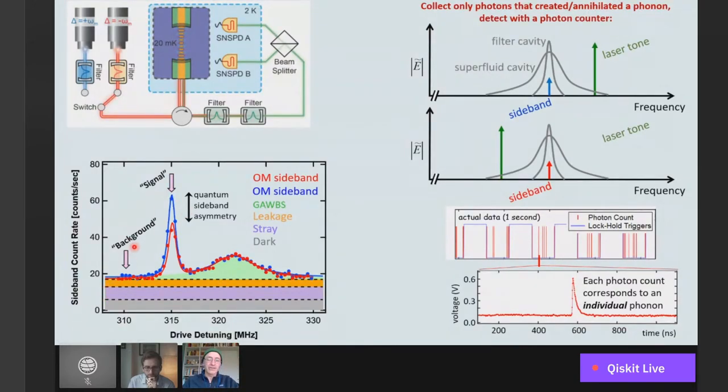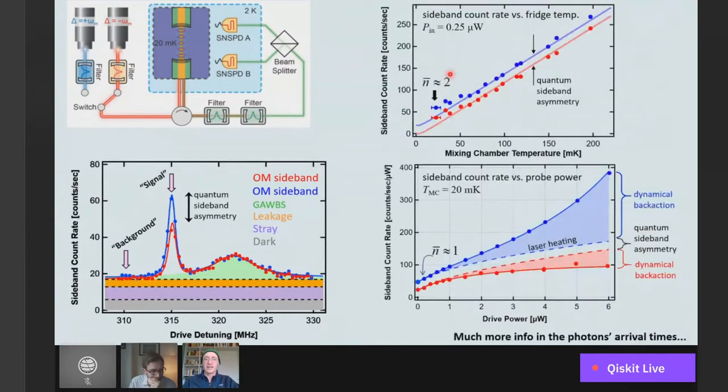So what I'm now going to show you is a much larger body of data where what I'm plotting for both the red drive and the blue drive is just the height of this feature, which is this feature minus the background subtracted off. And if we do that as a function of just the refrigerator temperature and track the height of this red sideband and the height of this blue sideband, first of all, you can see that this difference is persistent and constant over this range of temperature.